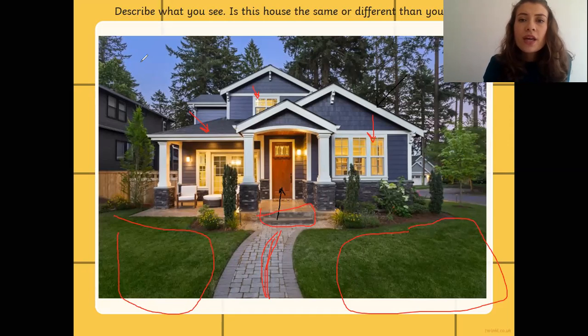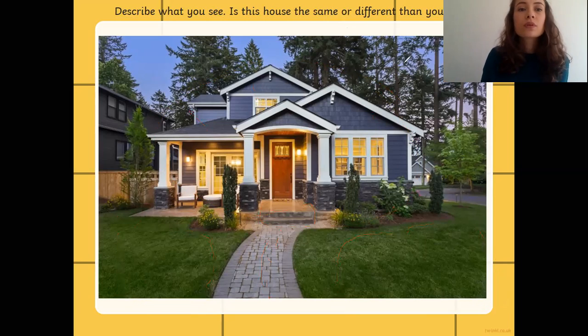Now think, is this house the same or different than yours? Is it the same or different? Maybe this is different. Maybe it's the same. So I will talk about my house, okay? I live in an apartment, so this house here is different than mine. And how about your house? Great. So your house maybe is different and maybe it's the same as this house.